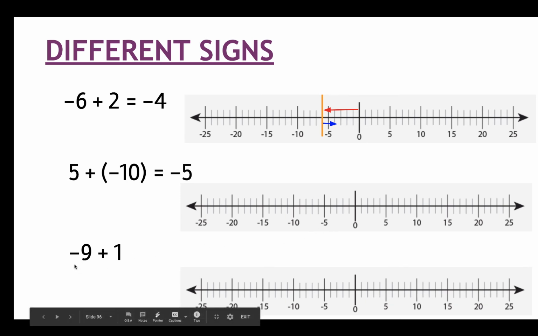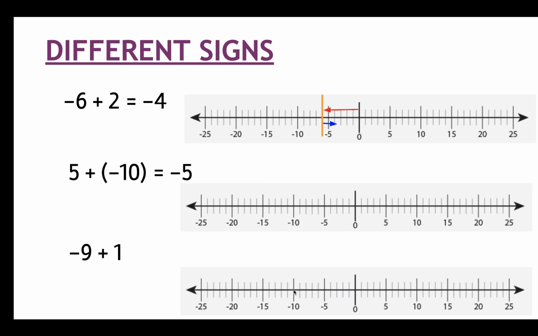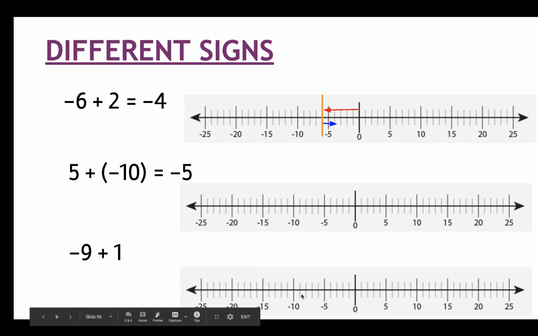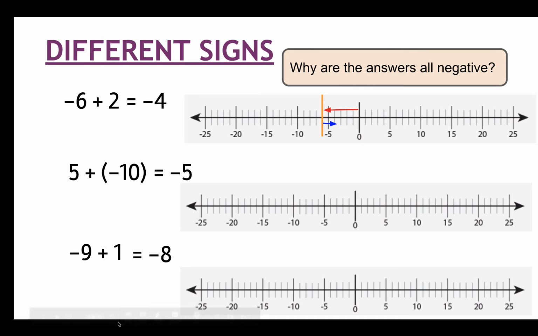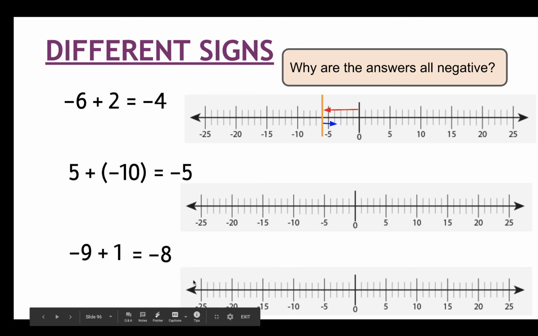Write down the last example. Negative 9 plus 1. You need to find negative 9 on the number line. Now, are you going to take 1 step in the positive direction to add 1? Or are you going to take 1 step in the negative direction to add 1? You're going to take 1 step in the positive. So where would you be at? Negative 8. Why are all the answers negative here? Right? On the previous slide, they were all positive.